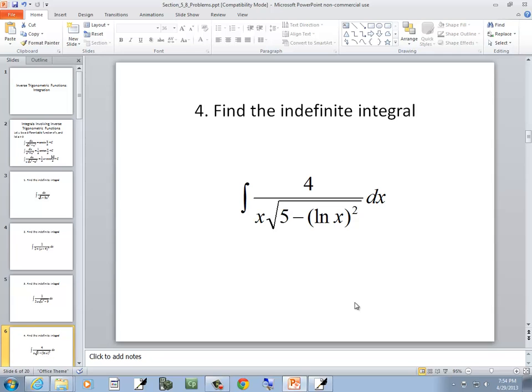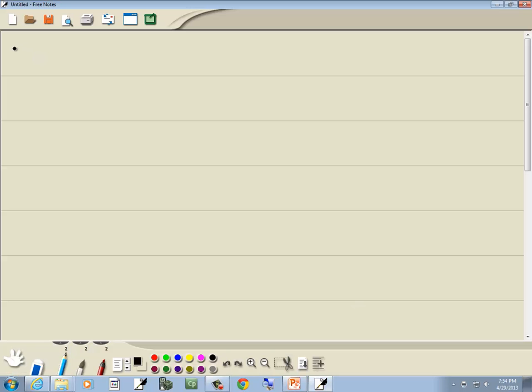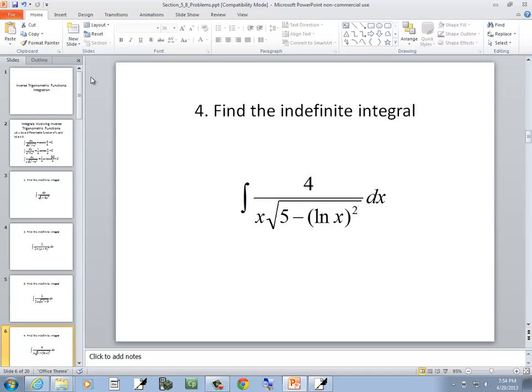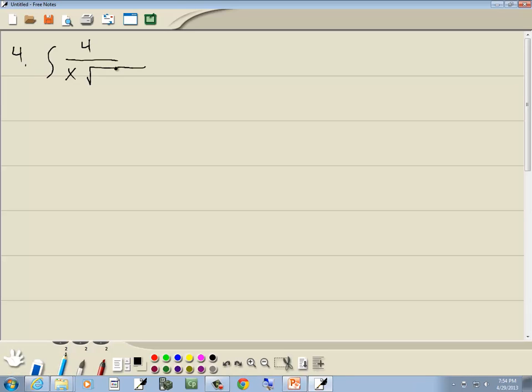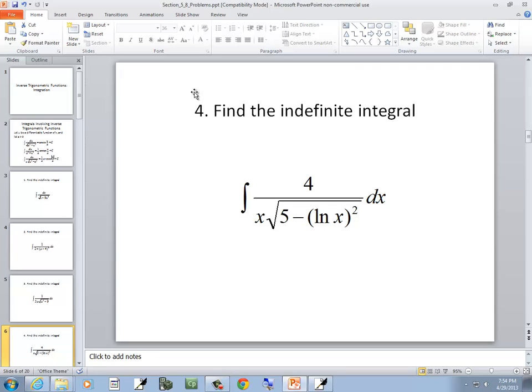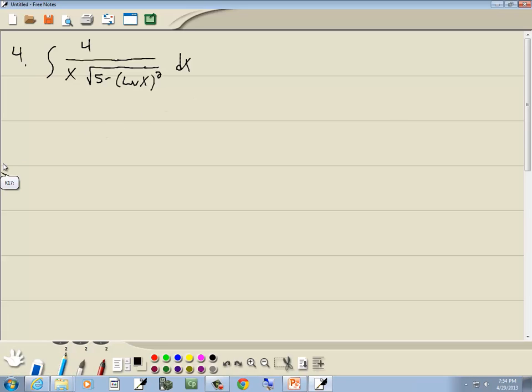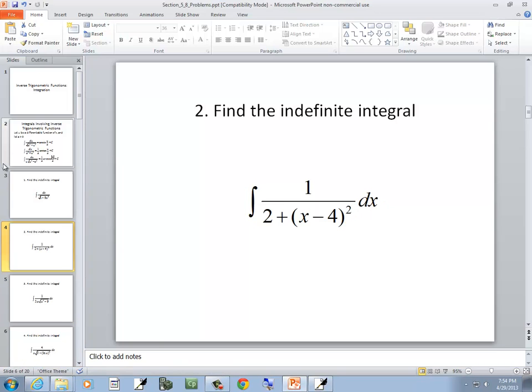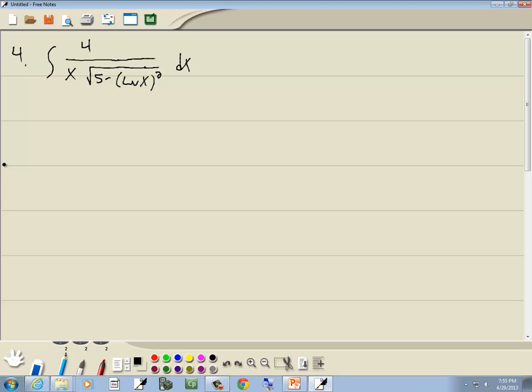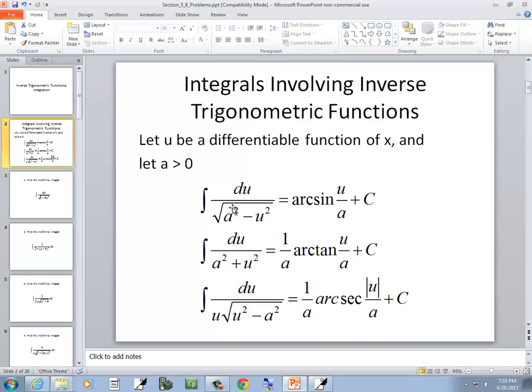Number 4. We've got the integral of 4 over x square root of 5 minus natural log of x squared dx. Okay, let's go up and look at our formulas. We've got a square root down in the denominator. Makes me think it's either going to be the first one or third one.